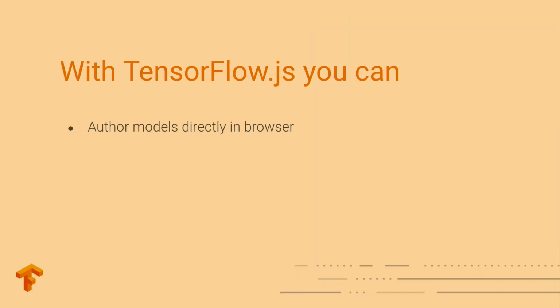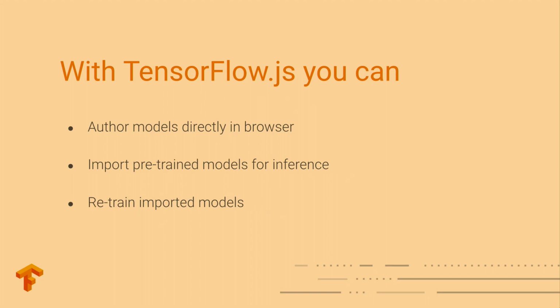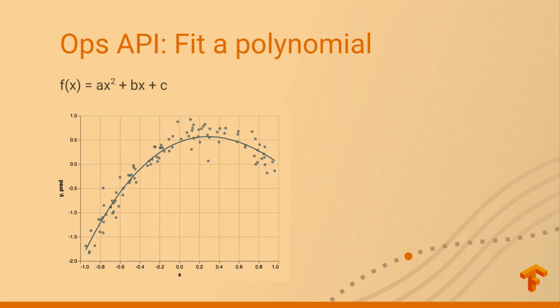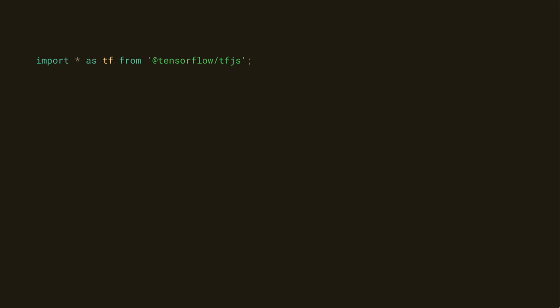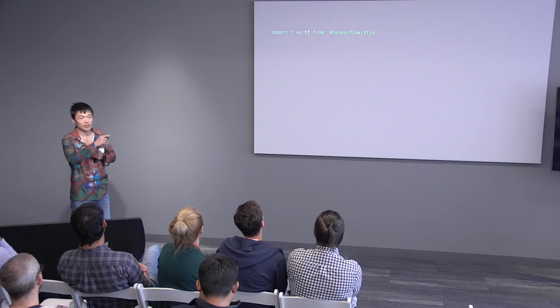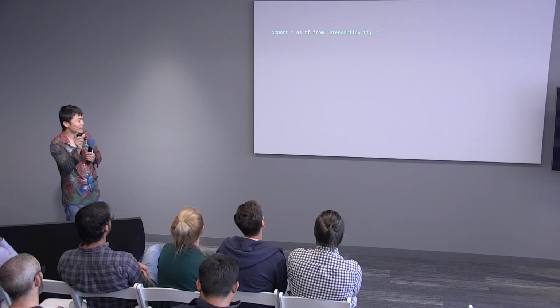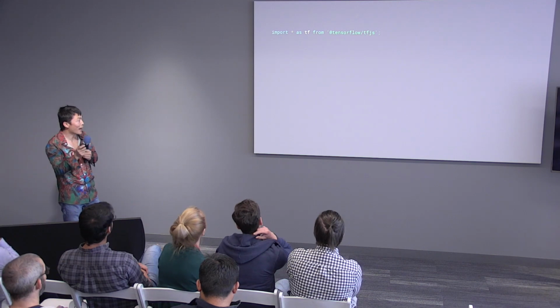It's super convenient. With TensorFlow.js, you can build models in the browser as you do in Python, and you can import almost any pre-trained model for inference, and you can also retrain and fine-tune the loaded model in the browser. So it's super powerful. Let's see a very simple example, like this easy function. If you're familiar with the Python version of TensorFlow, you can see it's almost the same, except for a few syntax differences between Python and JavaScript.